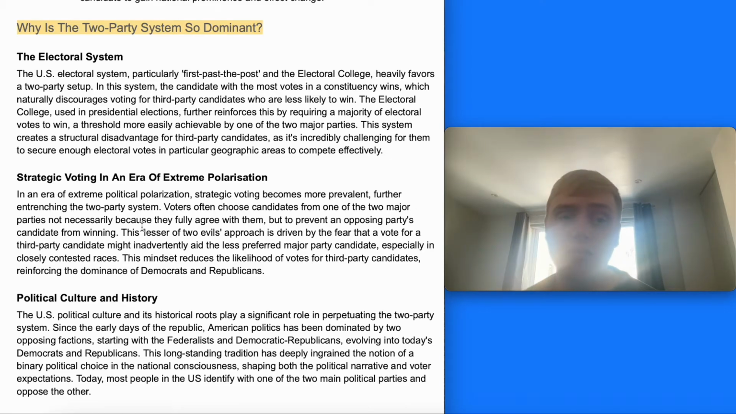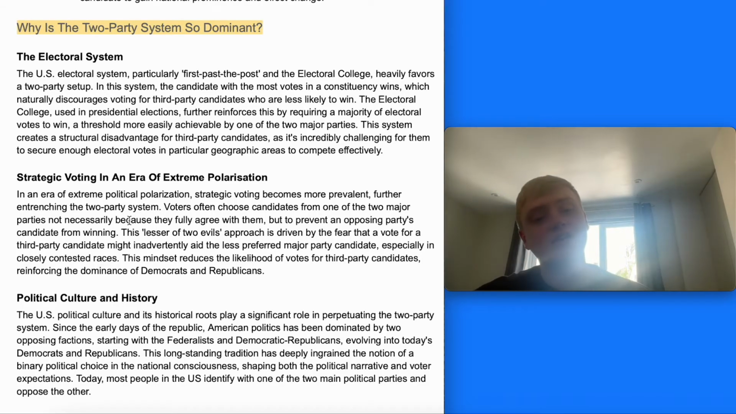The electoral college used in presidential elections further reinforces this by requiring a majority of electoral votes to win, a threshold more easily achieved by one of the two main parties. This creates a structural disadvantage for third-party candidates and makes it incredibly challenging for them to secure enough electoral votes to compete effectively.